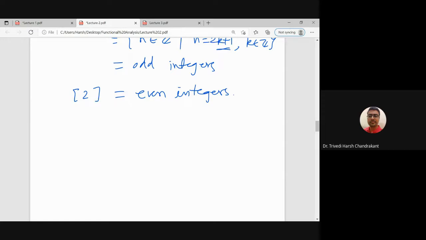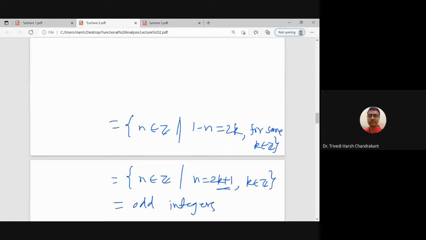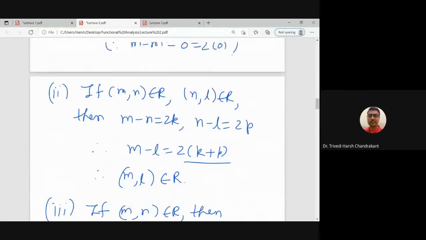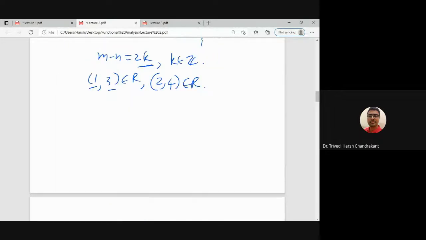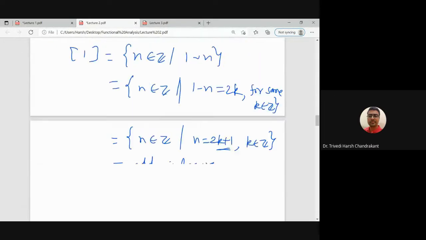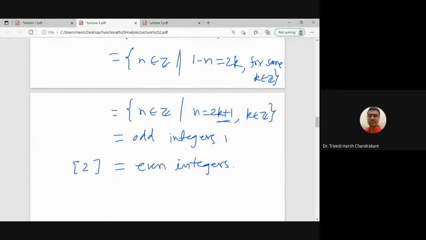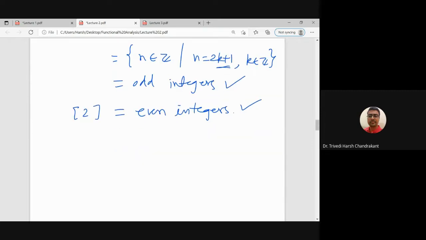So here we can see that X was what? X is a set of integers, all integers. And the equivalence classes we got, there are two different equivalence classes. One is odd integers and the other is even integers. So we know that the intersection of odd and even integers is the null set, and its union is the whole set. So that means that is a partition of the set of integers.